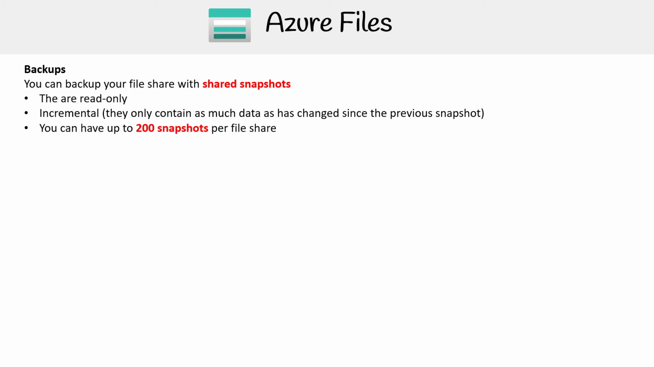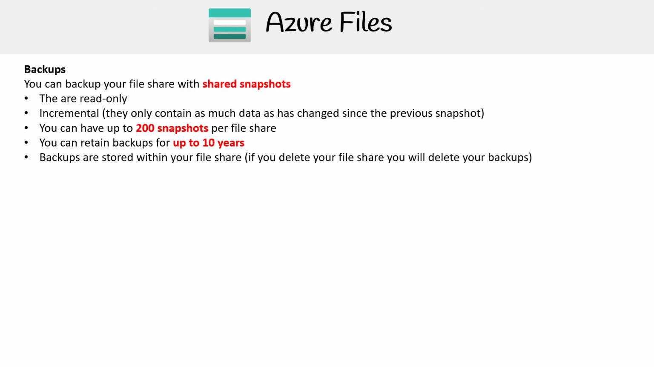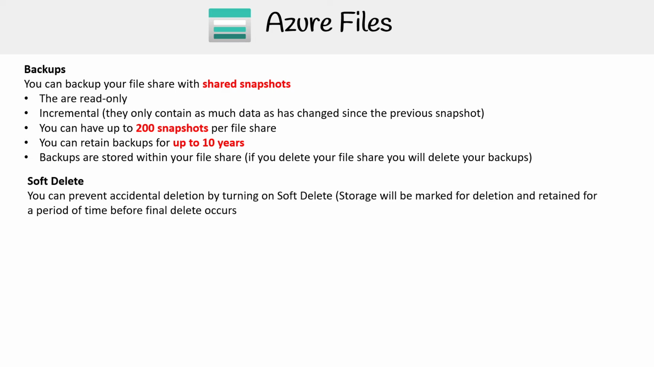All right. You can have up to 200 snapshots per file share. You can retain backups for up to 10 years, and backups are stored within your file share. So if you end up deleting your file share, you'll end up deleting your backups. And because of this, that's why we have soft delete. Soft delete lets you prevent accidental deletion by turning on this feature, and your storage will be marked for deletion and retained for a period of time before the final delete occurs. So really, it's like, you want to delete? Okay, great. We're going to give you a wait period. And then if you're absolutely sure, it'll be deleted.